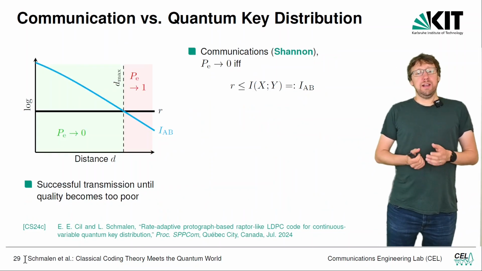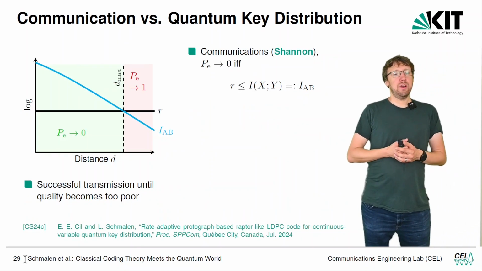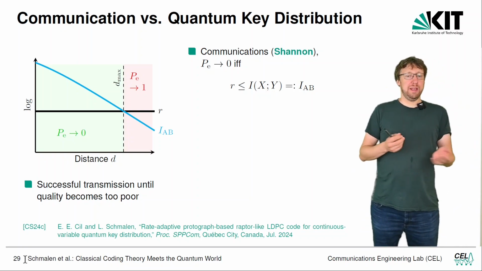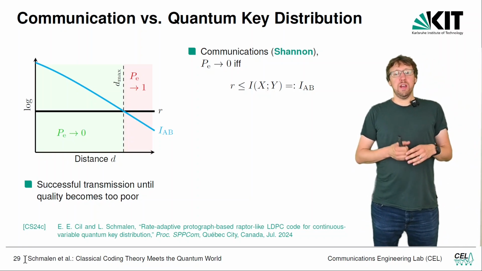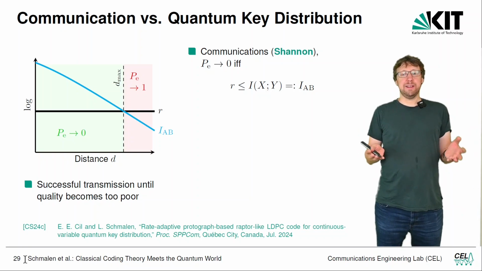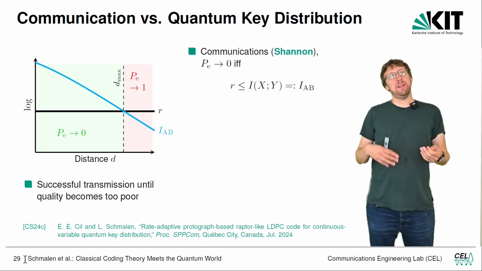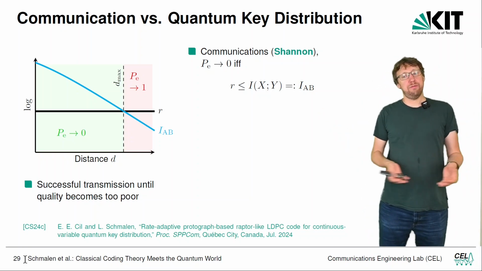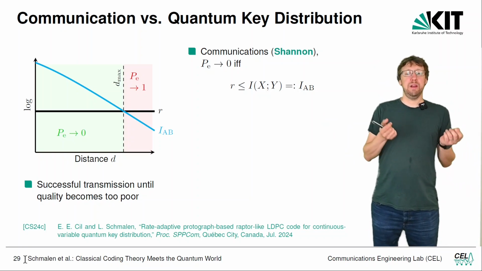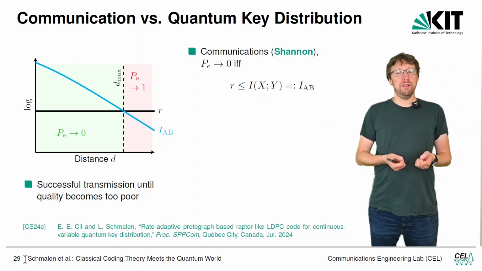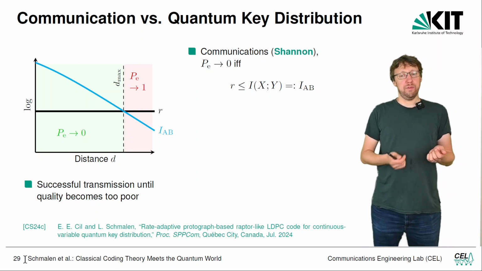There is another effect that happens in quantum key distribution compared to communications. In communications, we have the Shannon limit that tells us that the error probability goes to 0 if and only if the rate of our code is below the achievable rate of the channel, or the mutual information of the channel, which we call I_AB.